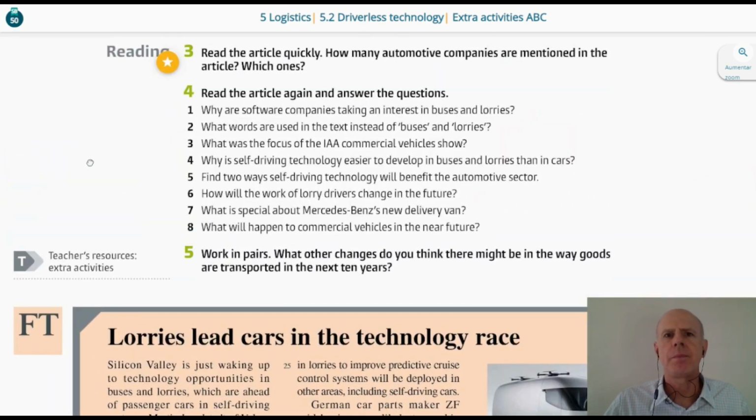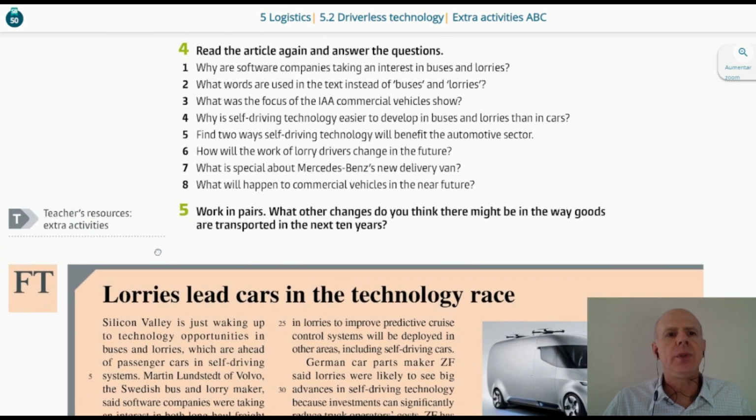So could you find the companies that are mentioned here? Which are the companies? We saw together Volvo and Mercedes-Benz. All right. Then we have a series of questions that I would like you to give me the answers. We have here 8 questions. Read the article again if necessary. You took a print, maybe, and now you can work on the questions.